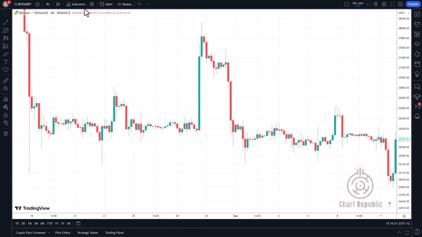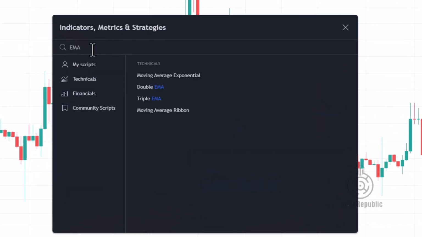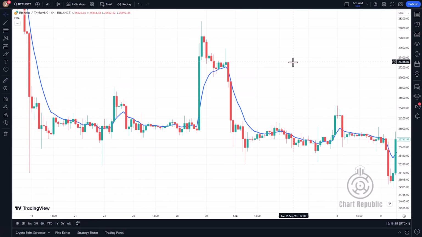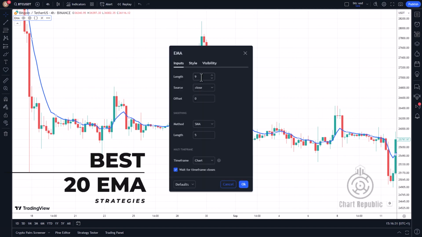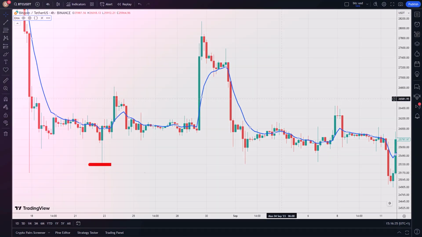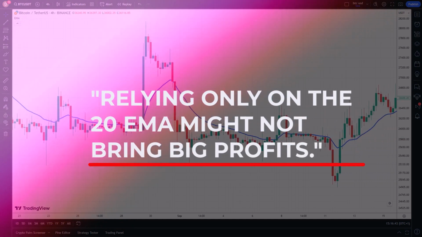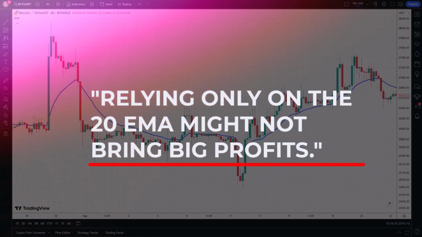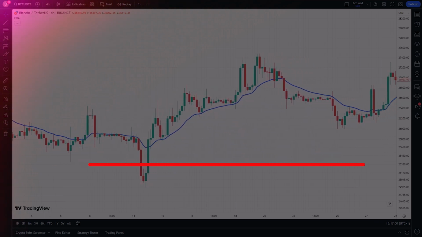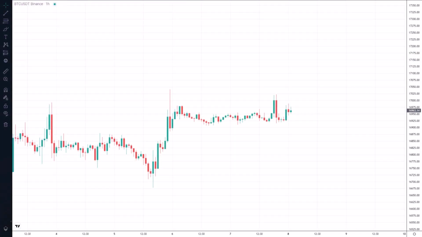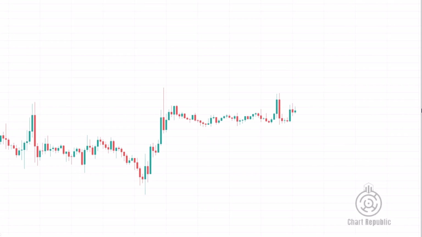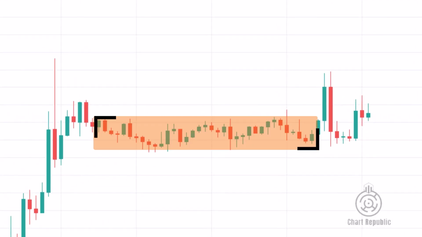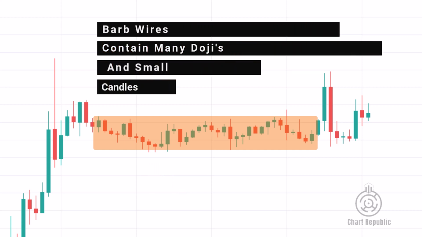I often focus on the 20 exponential moving average because it's widely embraced by both institutional and retail investors. Among technical analysts, it holds popularity as a dependable indicator of market trends. However, solely relying on the 20 EMA might not yield significant profitability. To create a successful trading strategy, it's essential to incorporate proven elements from price action. One of the most powerful additions to complement the 20 EMA is a specific type of trading range, referred to as barb wire. This particular price action is characterized by an extremely tight range or consolidation, often comprising numerous dojis and small candles with narrow bodies.